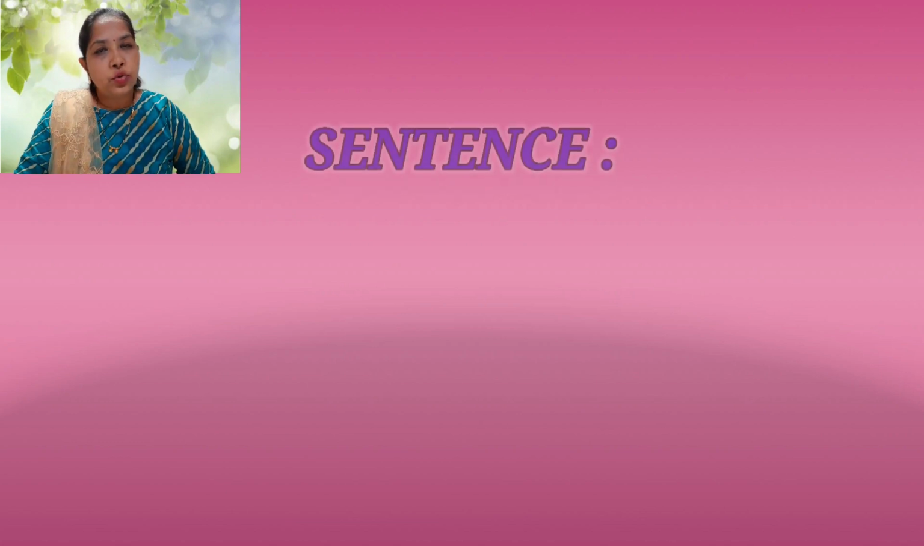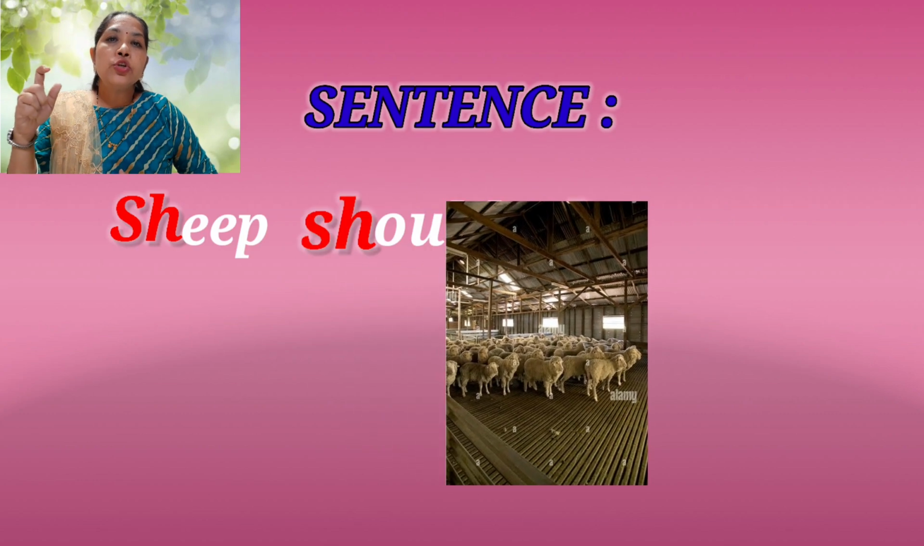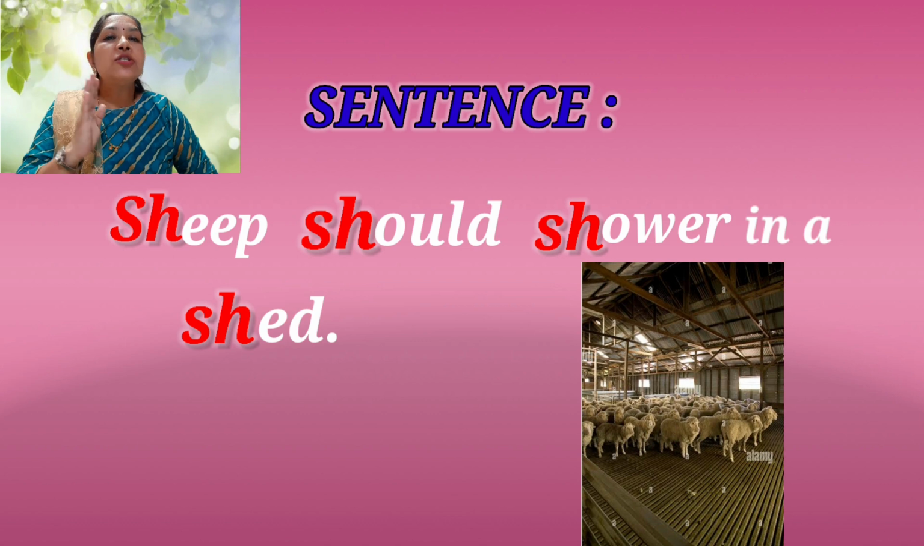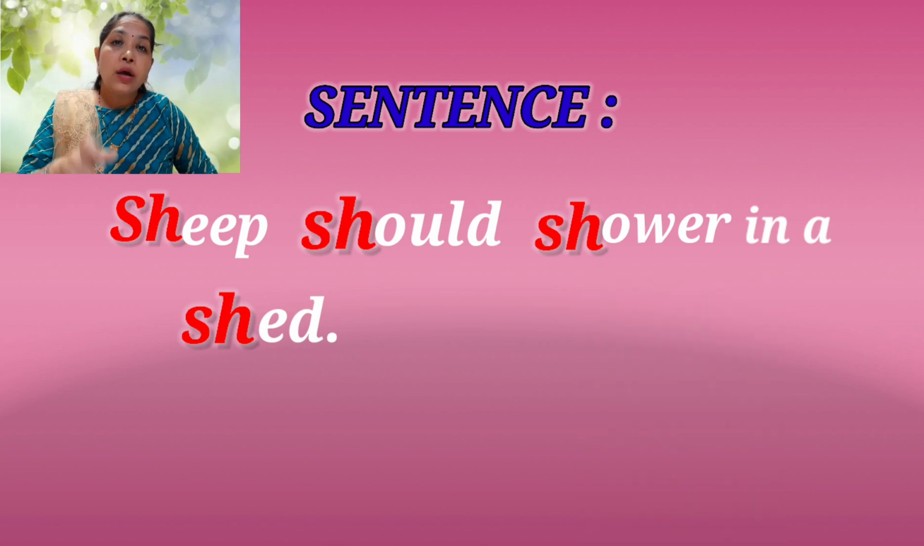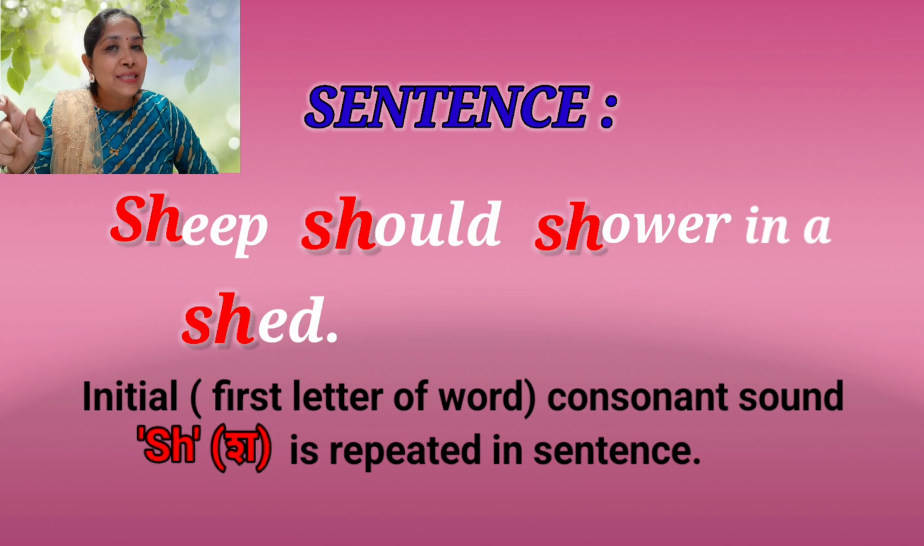Let's see one more example of alliteration. Observe the sentence given. Sheep should shower in a shade. Is it an example of alliteration? Yes, it is an example of alliteration. Why? Because the initial consonant sound sh is repeated in the sentence.